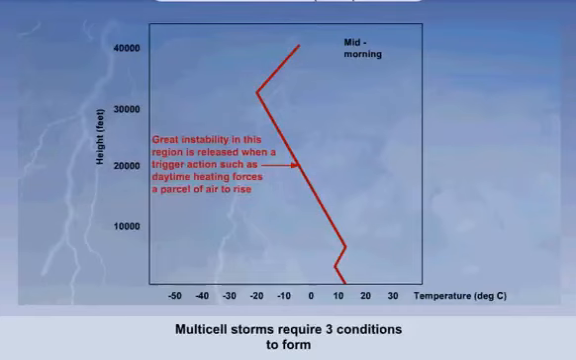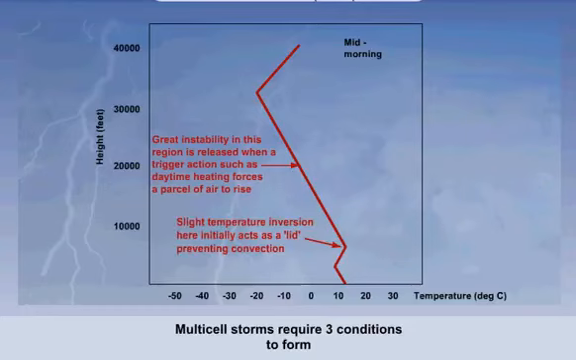There's a great instability through this part of the atmosphere and a slight temperature inversion here, which helps initially to gather energy at low levels. As the daytime temperature rises, this inversion is broken, releasing energy to higher levels. Wind shear is also required to maintain cloud development.